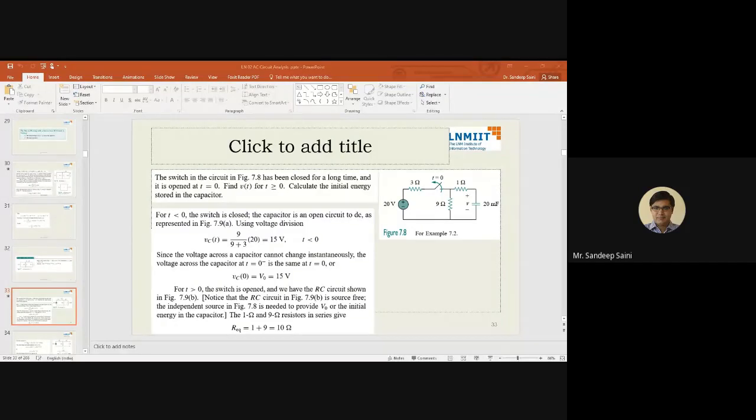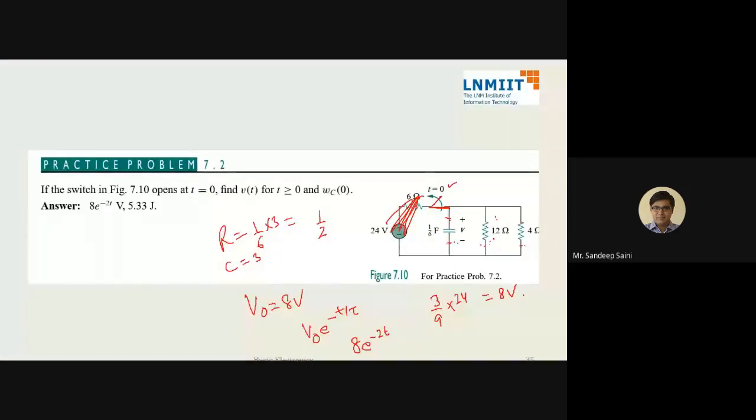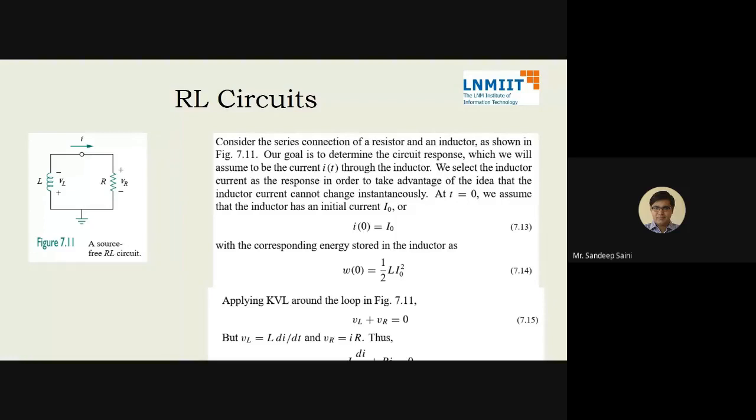Okay, so this one is also fine. We have solved it. Energy stored also we can find. Next, just like RC circuits, we can have parallel RL circuits also. Always remember one thing: whenever you deal with capacitor, your driving factor should be voltage. Whenever you deal with inductor, your driving factor should be current.